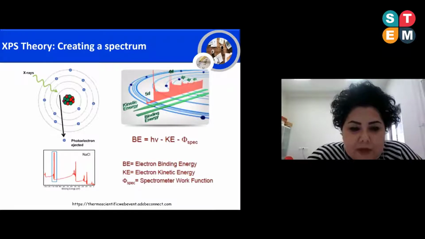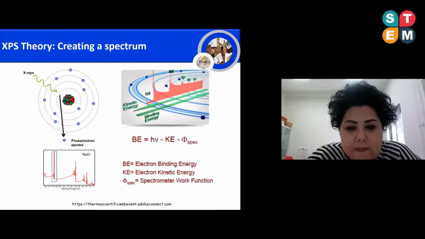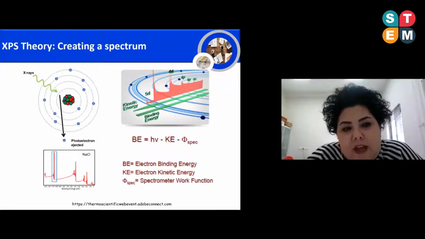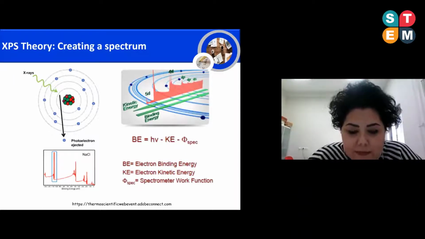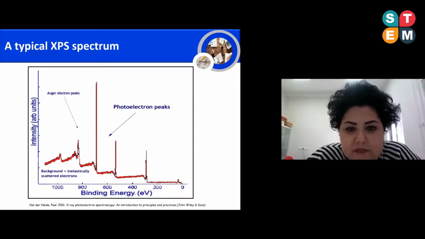Well, in such an XPS spectrum, you see some very sharp peaks. So how do we obtain those sharp peaks? You send X-rays, and the inner electrons, photoelectrons, are ejected, and these photoelectrons create sharp peaks like this. These are the photoelectron peaks of the elements.